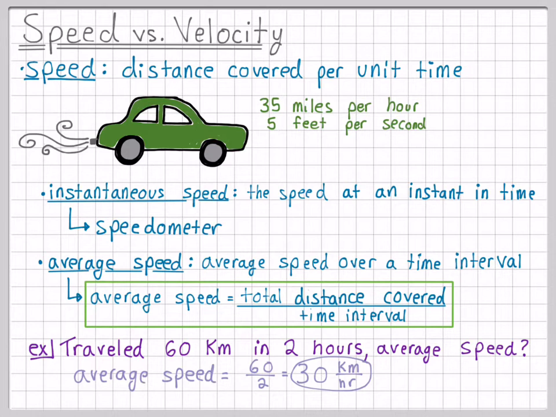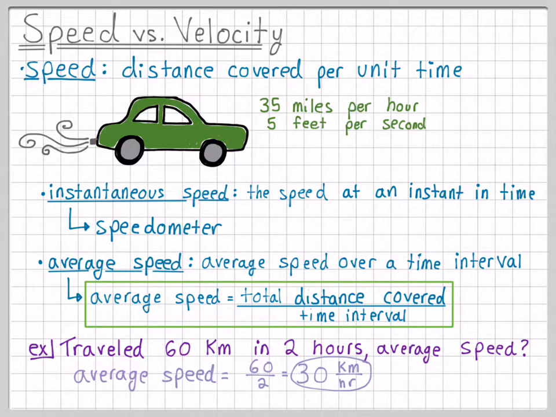So over this time interval, you could have stopped, sped up to 40 kilometers per hour, and then slowed down again for a passing car, and so forth. These would be your instantaneous speeds, but your average speed over the 2 hours would be 30 kilometers per hour.